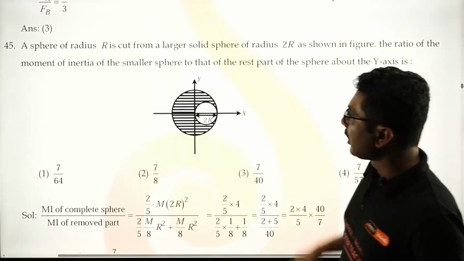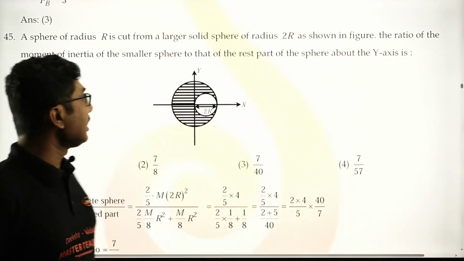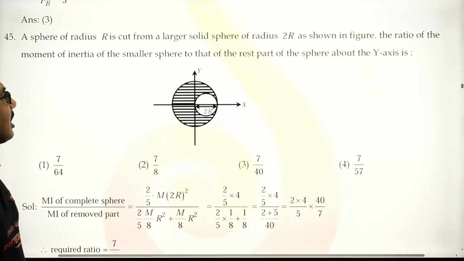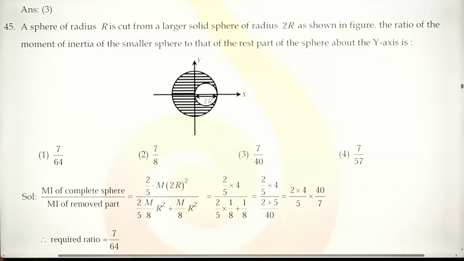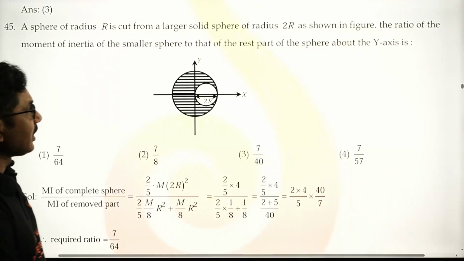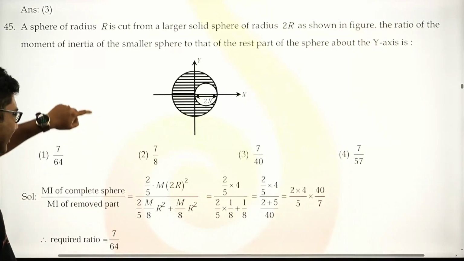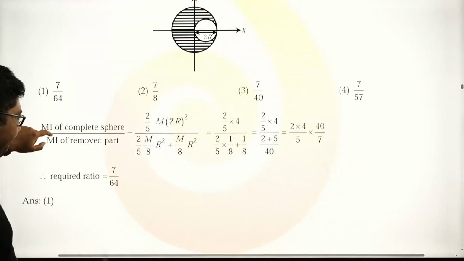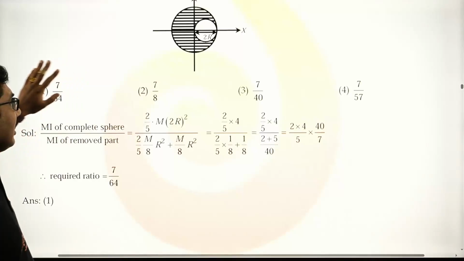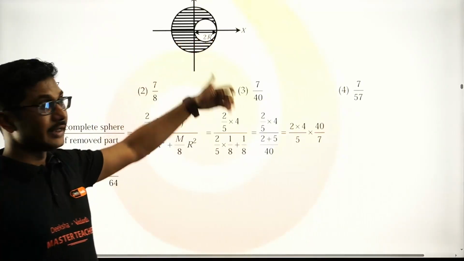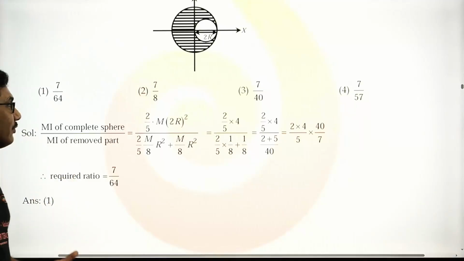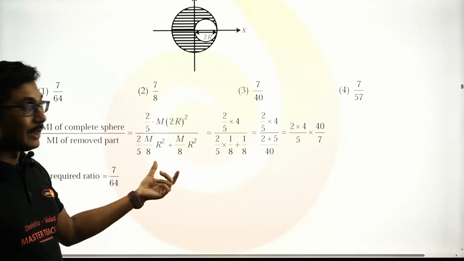Last question. A sphere of radius r is cut from a larger solid sphere of radius 2r as shown in the figure. Find the ratio of the moment of inertia of the smaller sphere to that of the rest of the sphere about the y axis. Now this is a standard question, but generally they give it in terms of radius r. Here they have given it in terms of radius 2r, so you have to calculate and know the method.